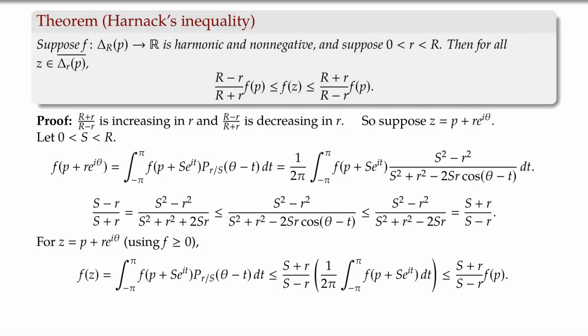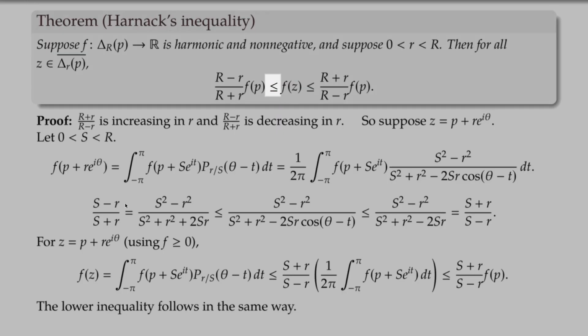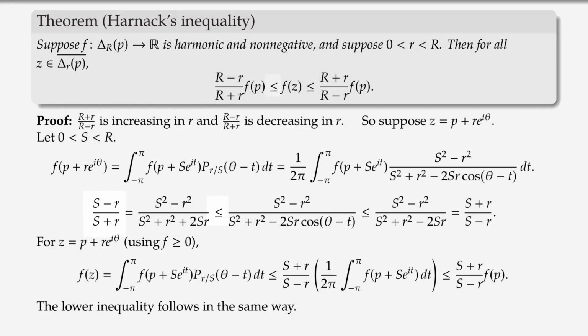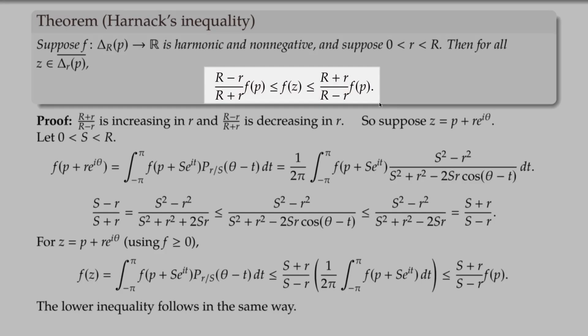Now the other inequality, the lower one, follows in exactly the same way. We just apply this inequality, so you bound the Poisson kernel from below, right? Okay, and once you have this, now you have the right inequality just with s's instead of r's, but you have it for an arbitrary s, and so you have it for all s's, so you have it for capital R as well by taking a limit.